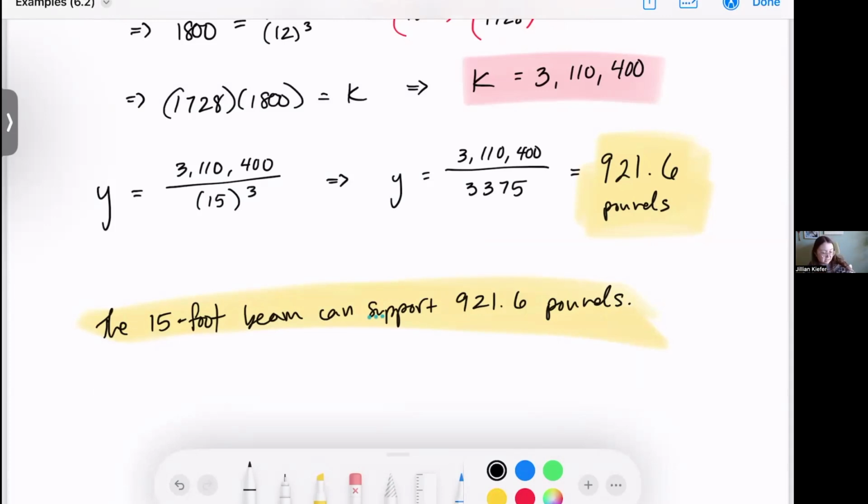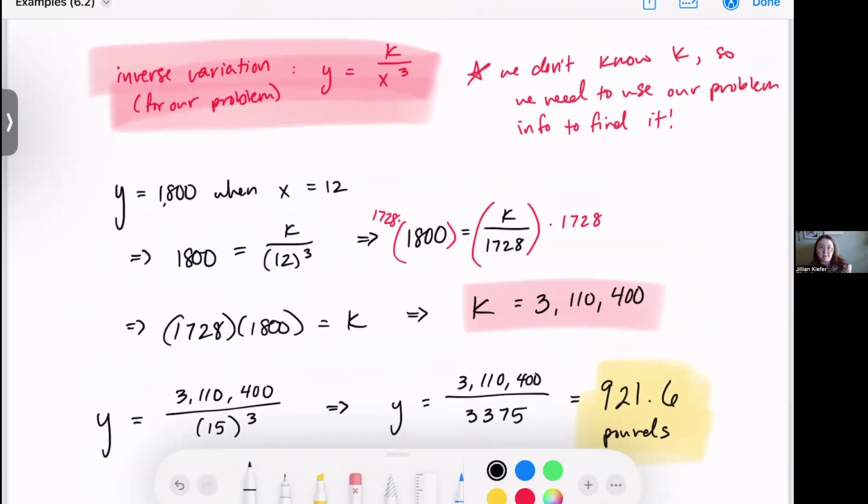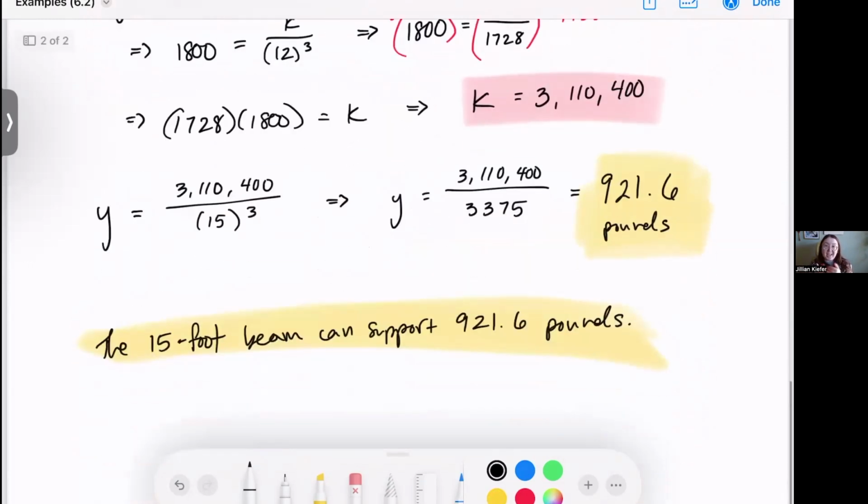Like we said, this was an inverse variation. That meant that the longer the beam became, the less weight it could support. Our 12-foot beam could support 1,800 pounds of weight, but just by adding 3 feet, we saw that it decreased by almost half. By increasing 3 feet, we lost almost 900 pounds of support. So making beams longer in construction actually means that it doesn't support as much weight, which is not good.